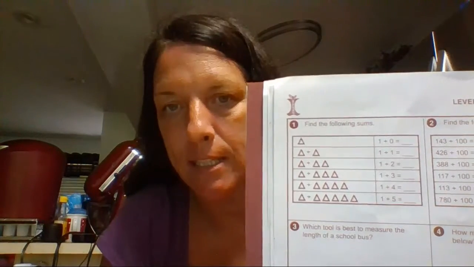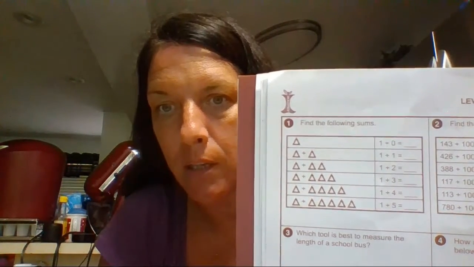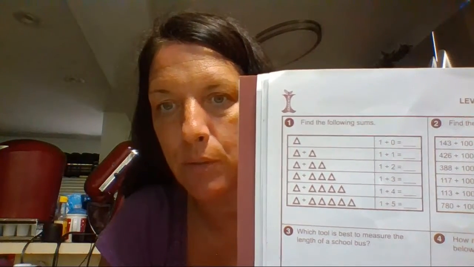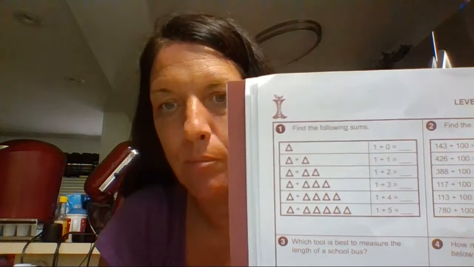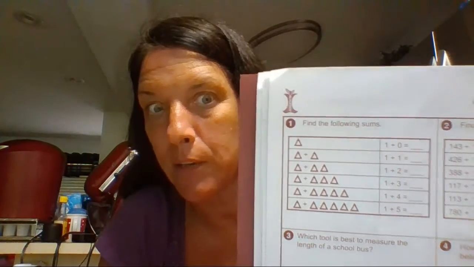Quick pick number 6. The first one you should have had no trouble with. 1 plus 0 is 1. 1 plus 1 is 2. 1 plus 2 is 3. 1 plus 3 is 4. 1 plus 4 is 5. 1 plus 5 is 6. We're not going to go over that one.